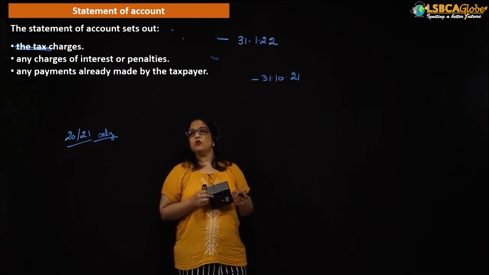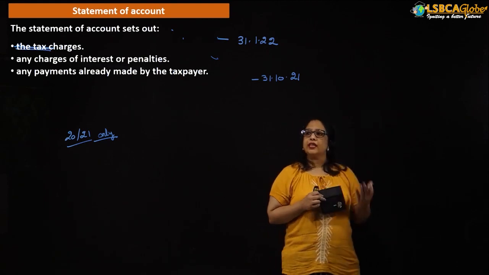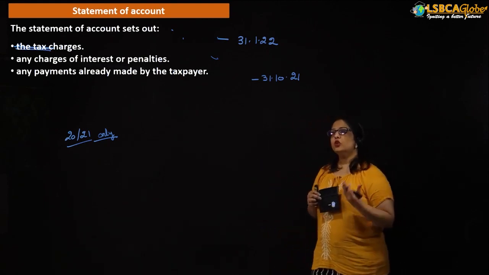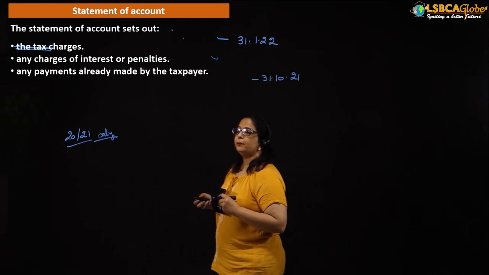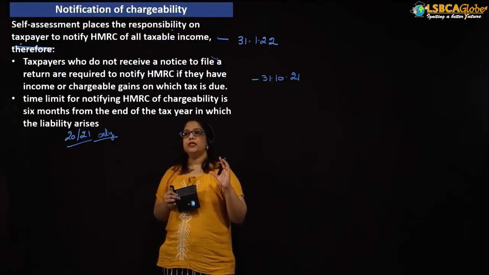So it's a statement of account which shows how much is the opening balance, how much are the tax charges, how much is the closing balance, like that. Okay, now, notification of chargeability.